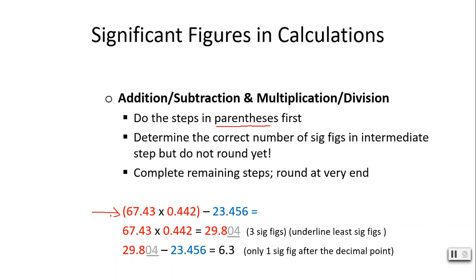So let's go ahead and do this example down here that I have in red and in blue. If I was to ask you to calculate the answer to that expression, reporting the proper number of sig figs, these are the three steps that you would do. You would first do the steps in parentheses first, which in this case is 67.43 multiplied by 0.442. When you put that in your calculator, what comes out of your calculator is this number, 29.804.